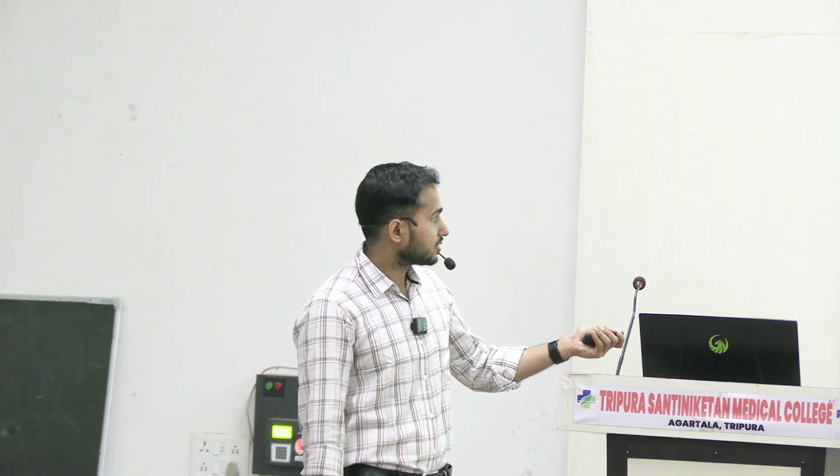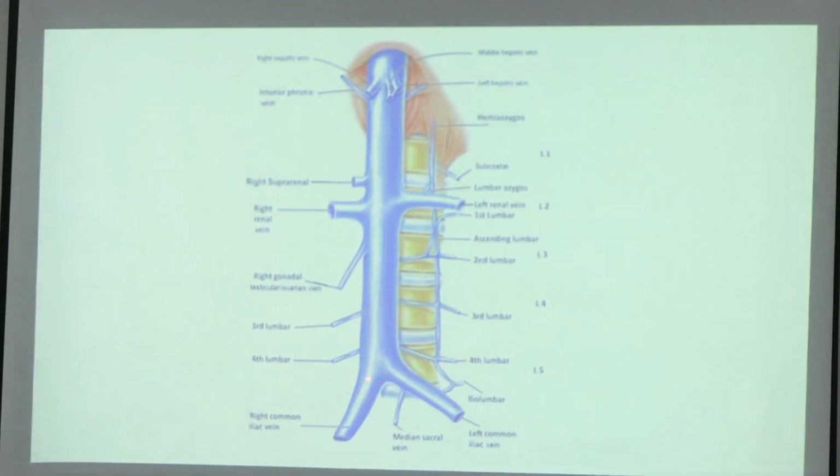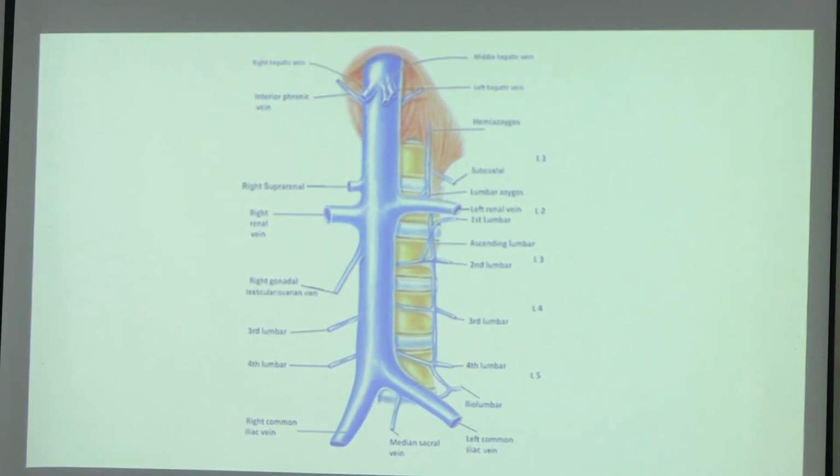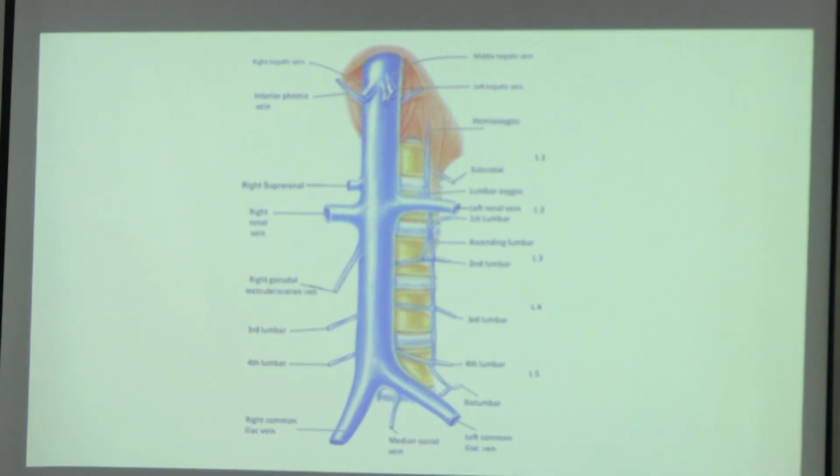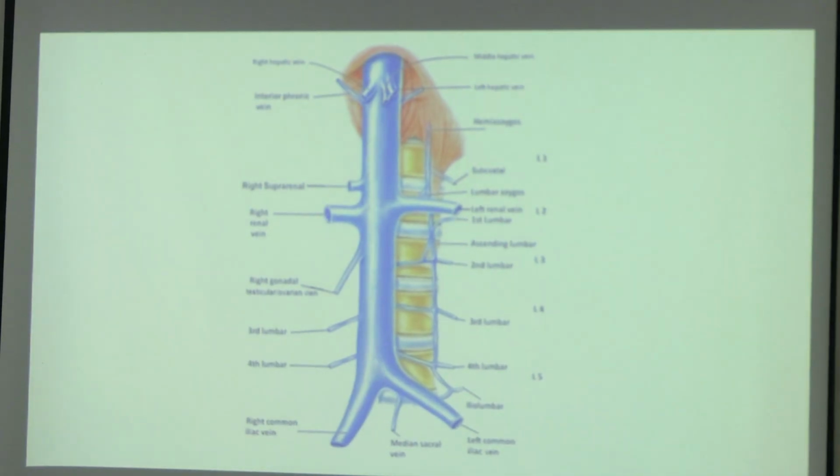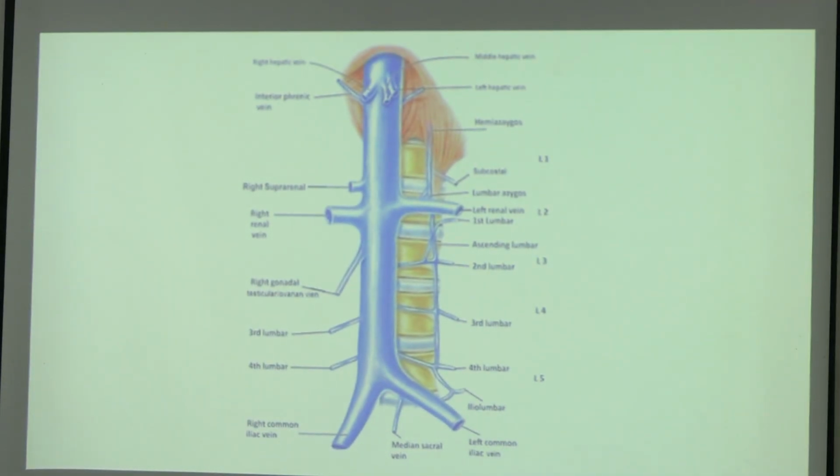Now here you can see this is the origin. The right common iliac vein and left common iliac vein join together to form the IVC at the level of L5, and then you can see it extending on the right side. So the IVC is on the right side and the aorta on the left side of the median plane.